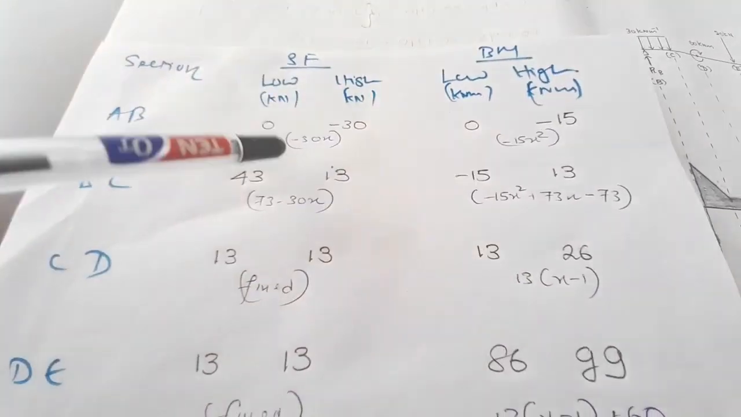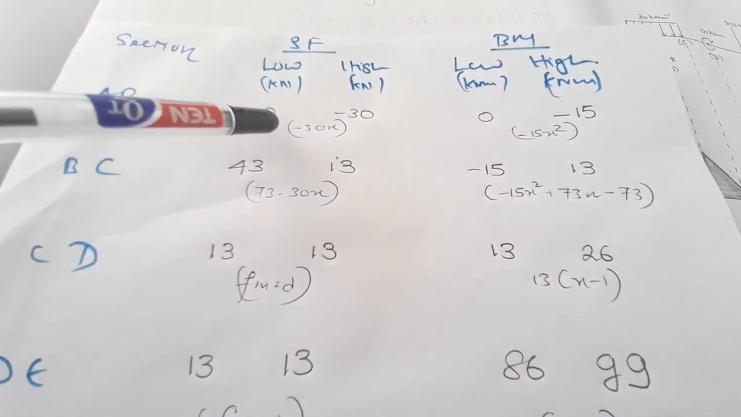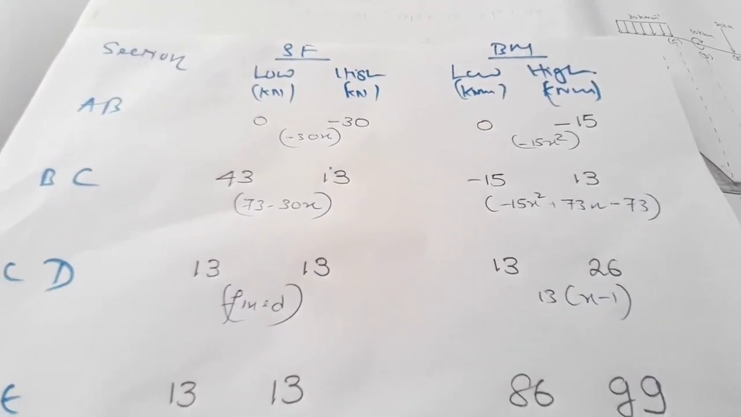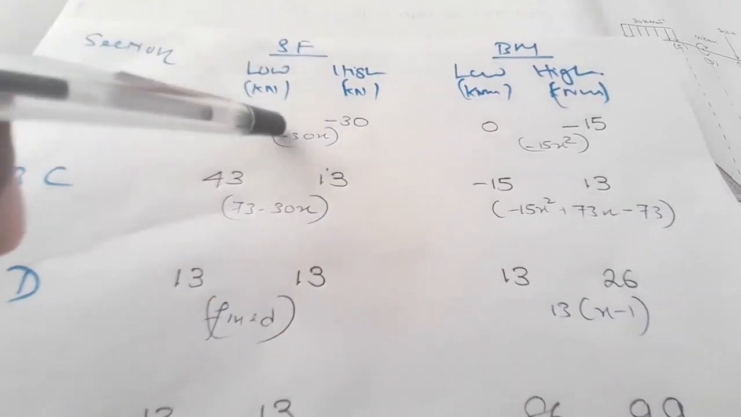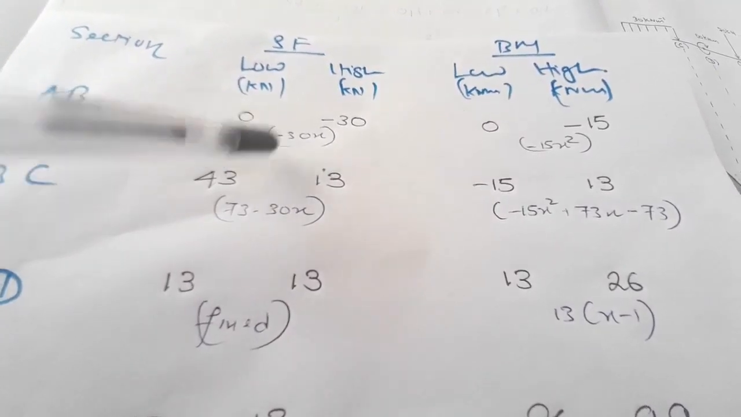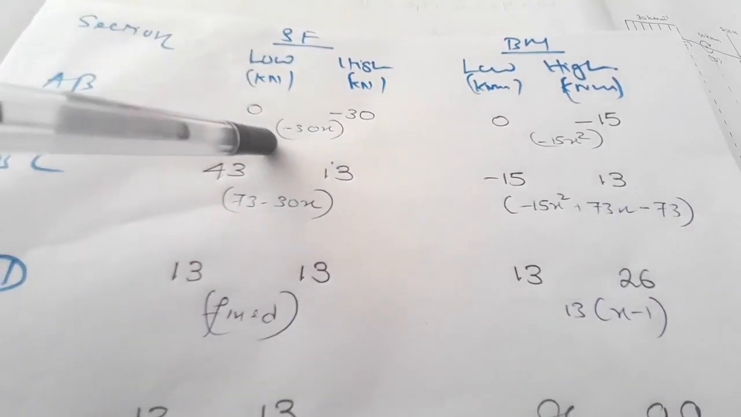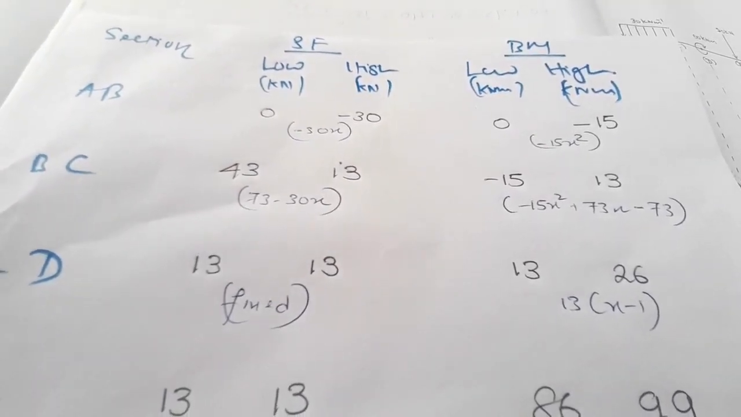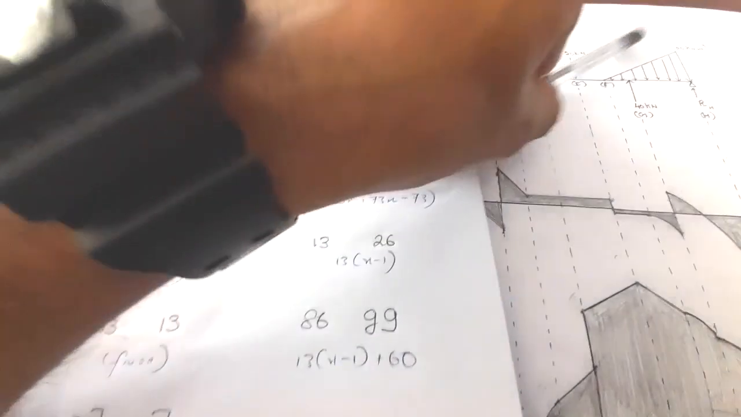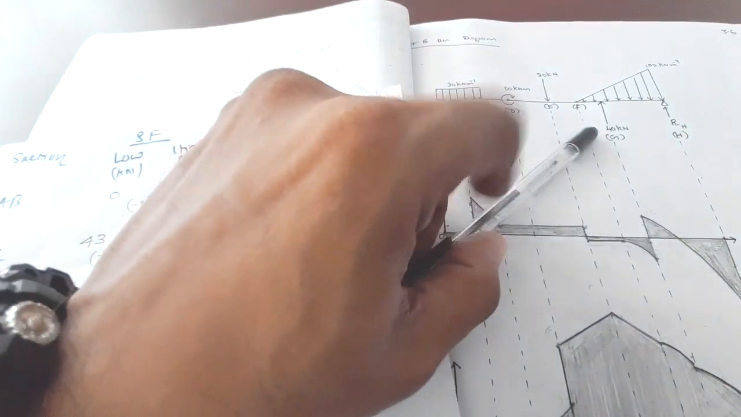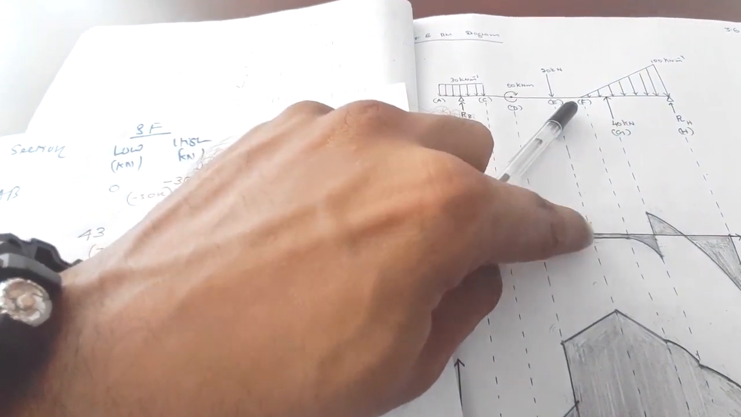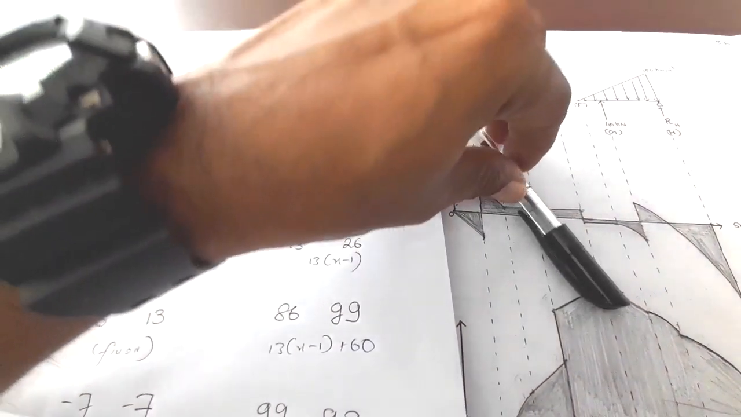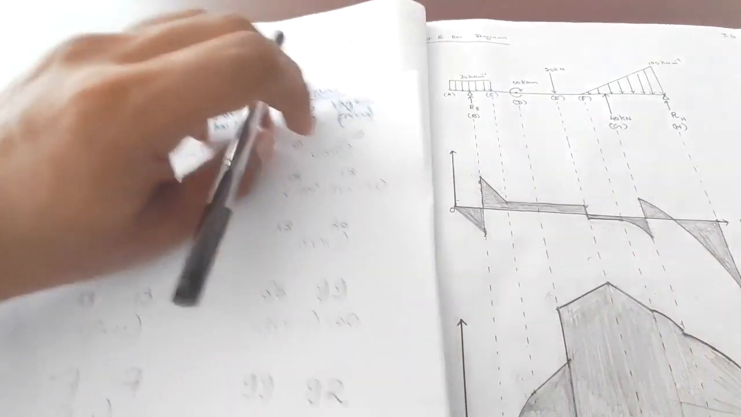Now here you can see, if you focus on the general equation, it is minus 30x. Now you know the standard equation for a straight line, that is y equals mx plus c. As this is minus 30x, that means you can see a negative gradient. If the gradient is negative, the angle is an obtuse angle. If the gradient is positive, the angle is an acute angle. So if negative gradient, the angle must be an obtuse angle.